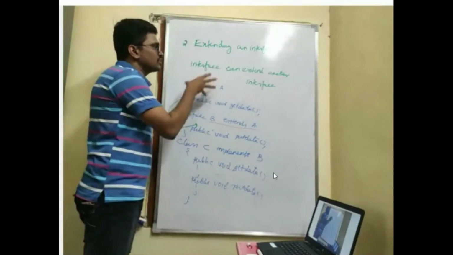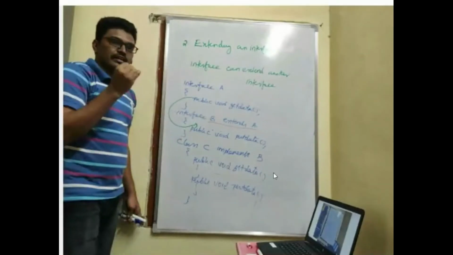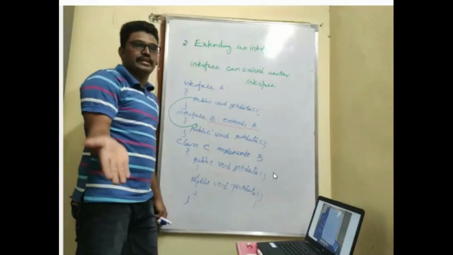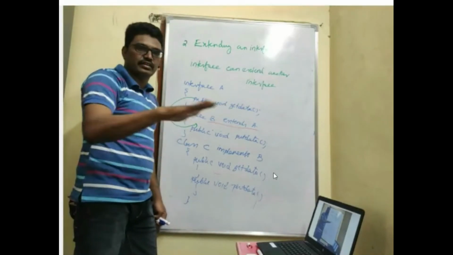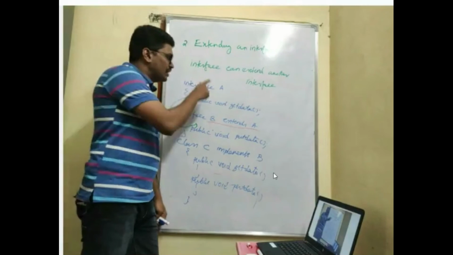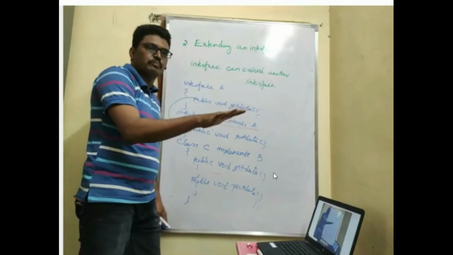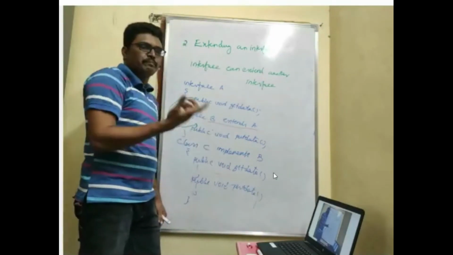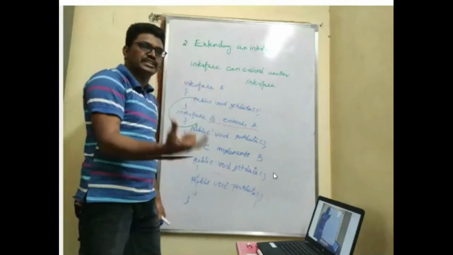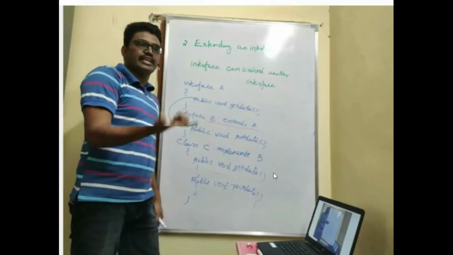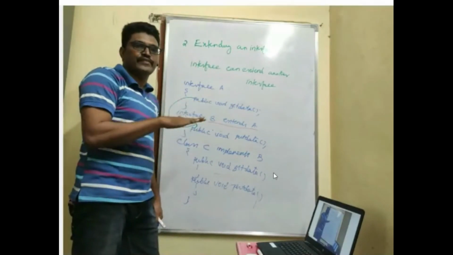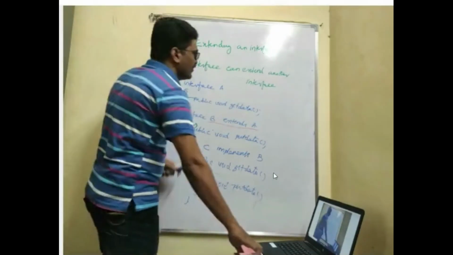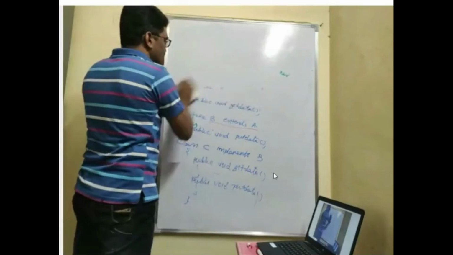So this is how you extend an interface. An interface can extend another interface. A class can implement an interface. An interface cannot implement an interface. An interface can never implement an interface. It's not possible because in an interface we don't write the definitions. What is the main purpose of implementing? You are writing definitions for the method declarations. In an interface, I cannot write the definition. So that's why an interface can never implement an interface. So this is about interface extending and implementing.